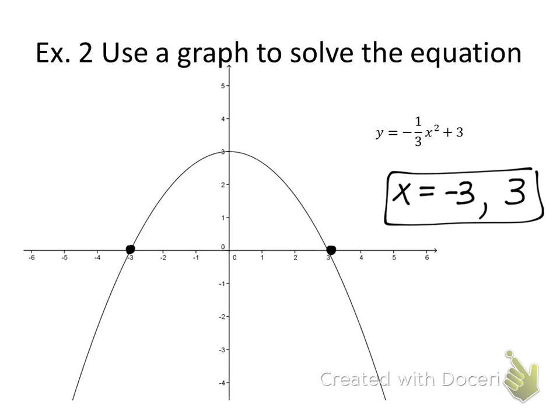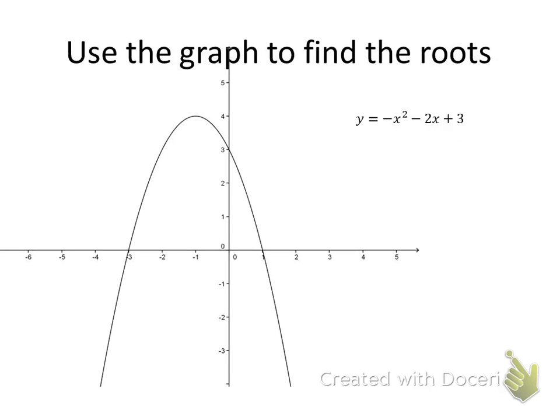Okay? So all you're doing is you're just looking for the place that the graph crosses the x-axis. And that's what x equals. All right? However many times it crosses is how many answers you're going to have. So see how it crosses the x twice. That's how many answers you're going to have. All you've got to do is use your eyeballs to find these answers. There's no work at all involved. All right, so let's do the next one.